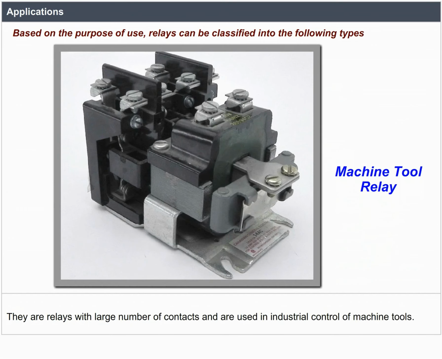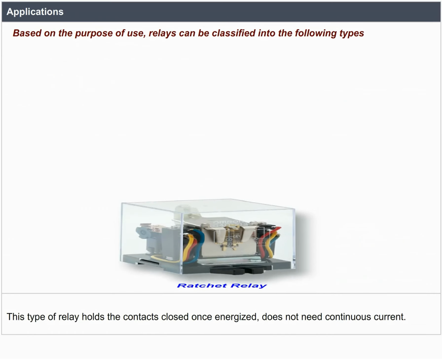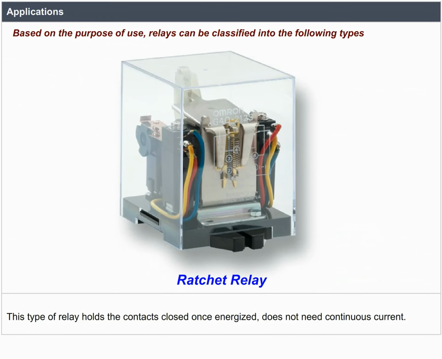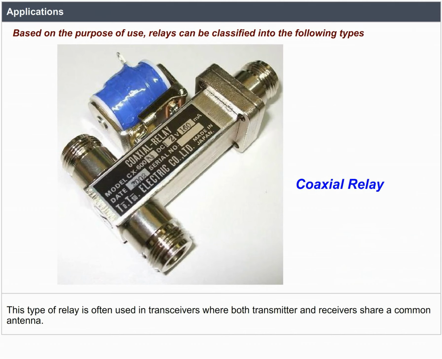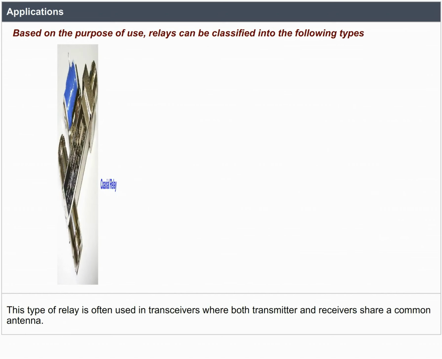Machine tool relay. These are relays with a large number of contacts and are used in industrial control of machine tools. Ratchet relay. This type of relay holds the contact closed once energized and does not need continuous current. Coaxial relay. This type of relay is often used in transceivers where both transmitter and receiver share a common antenna.